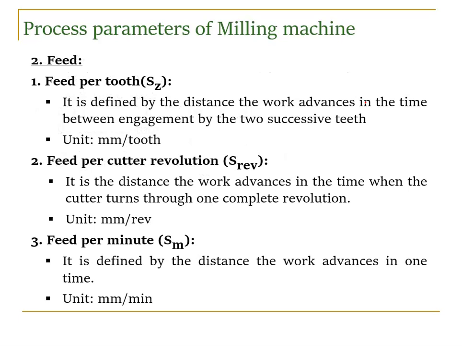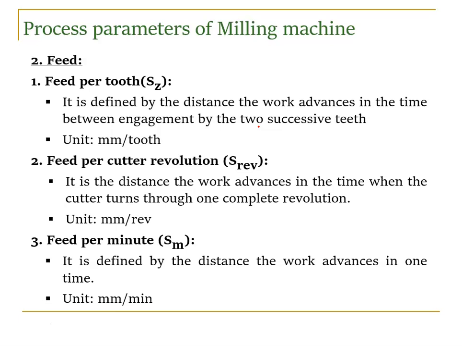Right, so feed per tooth is defined by the distance the work advances in the time between engagement by two successive teeth. So how much the workpiece advances between two successive teeth. It is defined by the distance the work advances in the time between engagement by the two successive teeth. So the units are mm per tooth. So for one tooth, how many mm the tool advances.